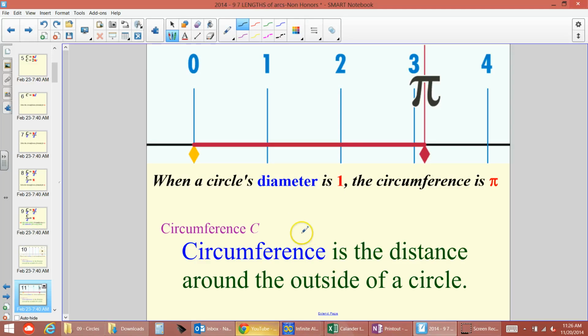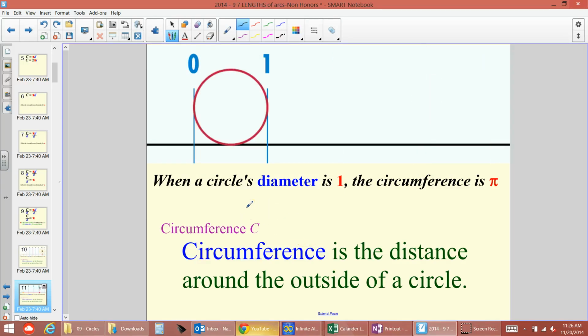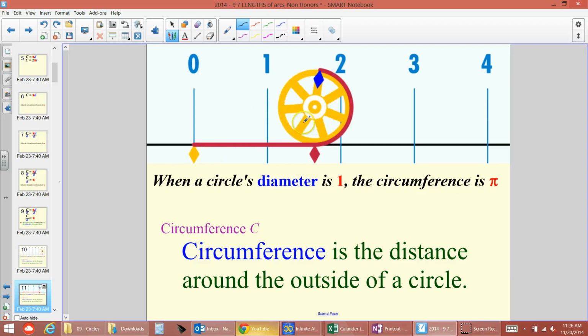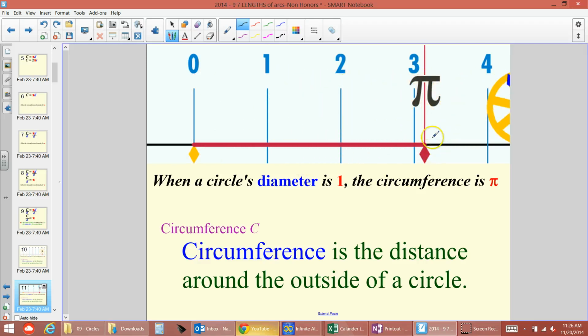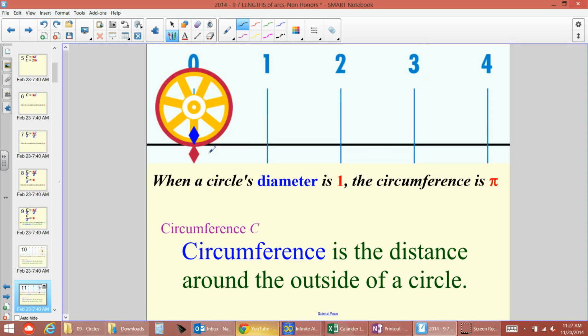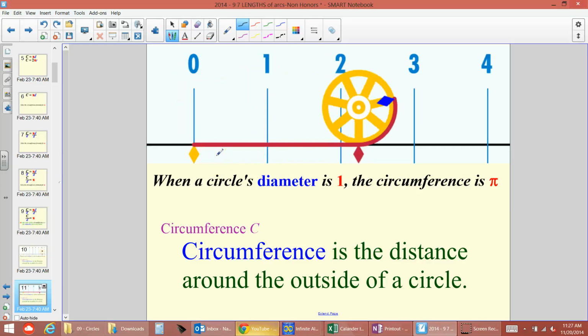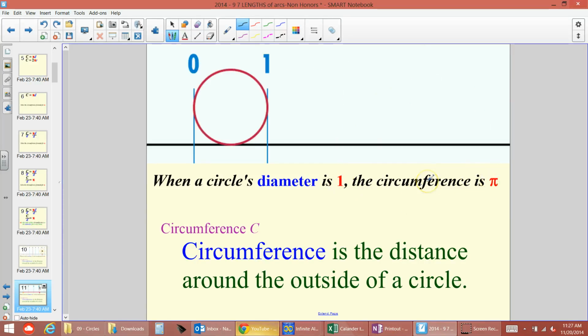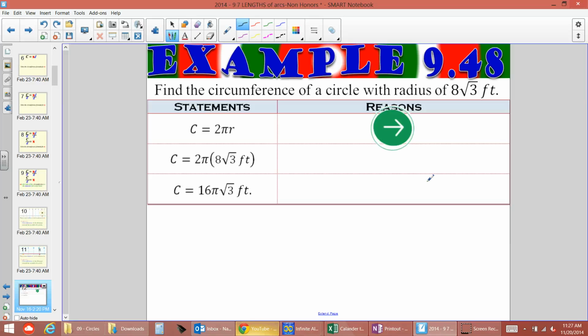All right, now if we look at a circle with a diameter of 1, it's 1 all the way across. See that? Then there's half pi, there's full pi. So the diameter was 1, and therefore the circumference was just pi. Our equation was circumference equals pi times d, so if its diameter is 1, then the circumference is pi. Hopefully that visual helped some of you.